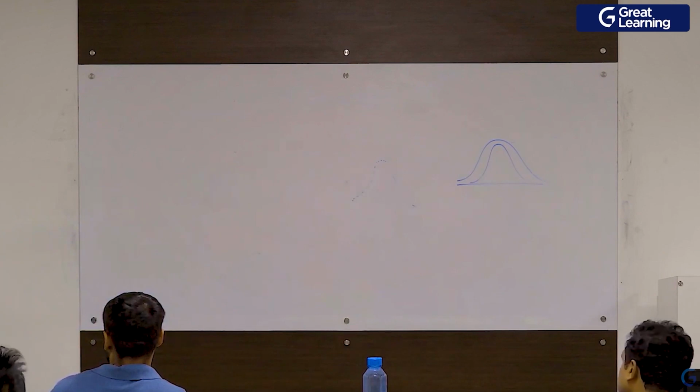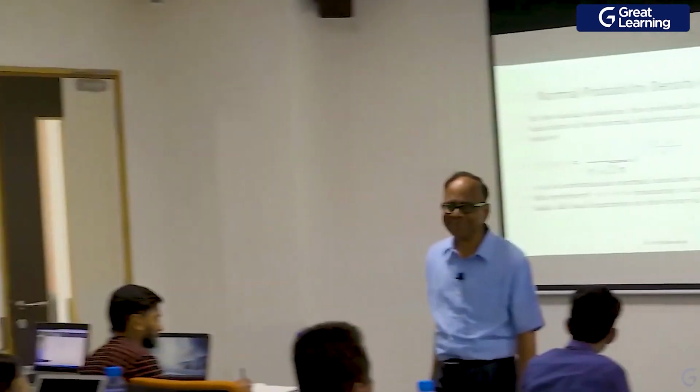Now, why am I using the word density function here? How do I, in other words, compute probability for a continuous distribution?